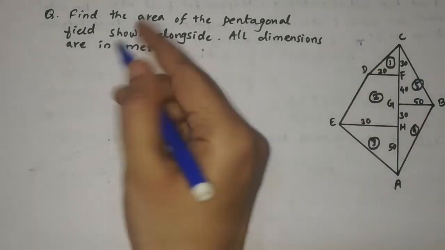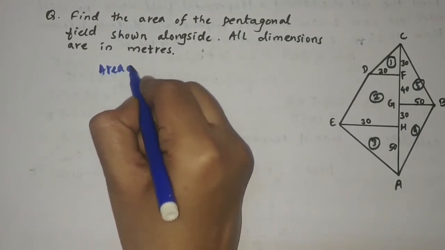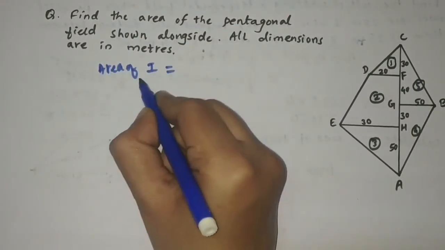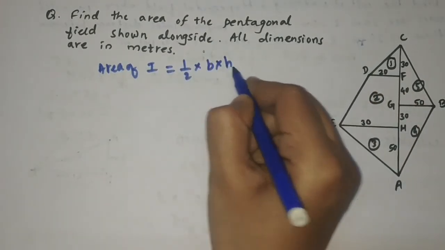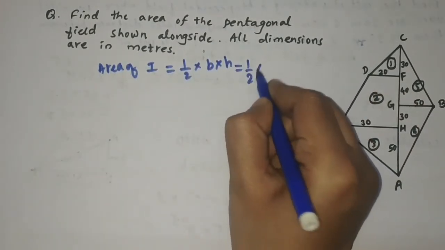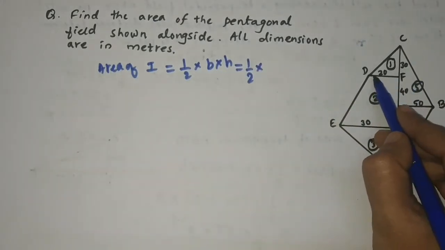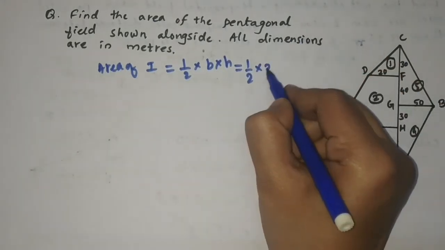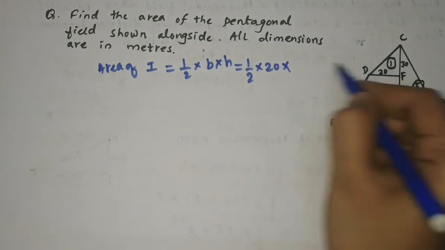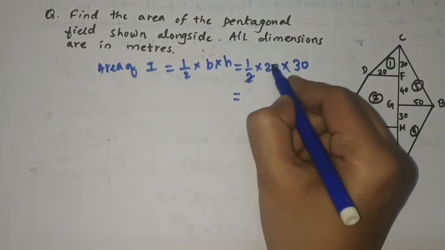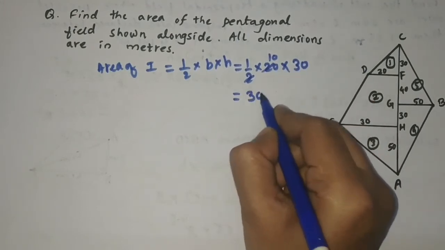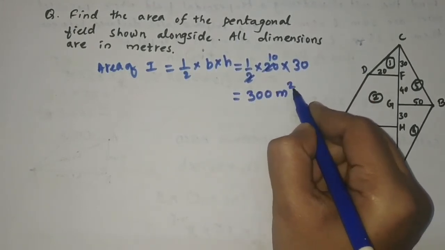So first of all, I am going to find the area of the first one, which is a triangle. So I'll write down 1 by 2 base into height. Okay friends, so here 1 by 2, the base is given here, DF, which is 20, and the height is this CF, which is 30. So we'll find the area of the first as 300 meter square.